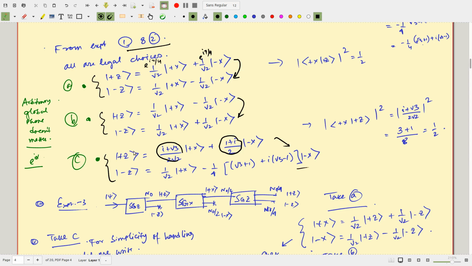Then, just to convince ourselves and do a sanity check, the inner product of plus x with plus z squared is half, and that is what we wanted from the experiment, as a probability, and similarly this one is also half. So all these are equivalent and good enough choices, and that is why these things are called projective vectors or rays. There is a very strict mathematical definition of these projective vectors, which you can check or learn in a mathematical physics course, but here I give you a demonstration of what it means.